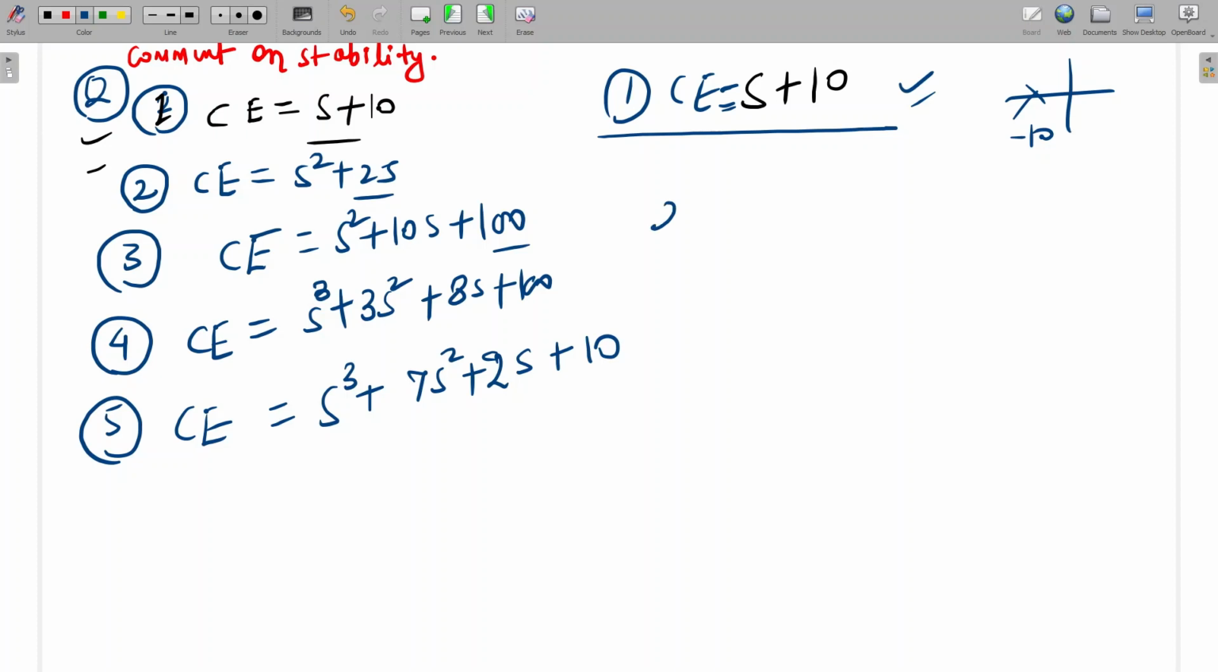It is stable. Second question: if you see s square plus 25, whether it will be stable or unstable, this is the characteristic equation.